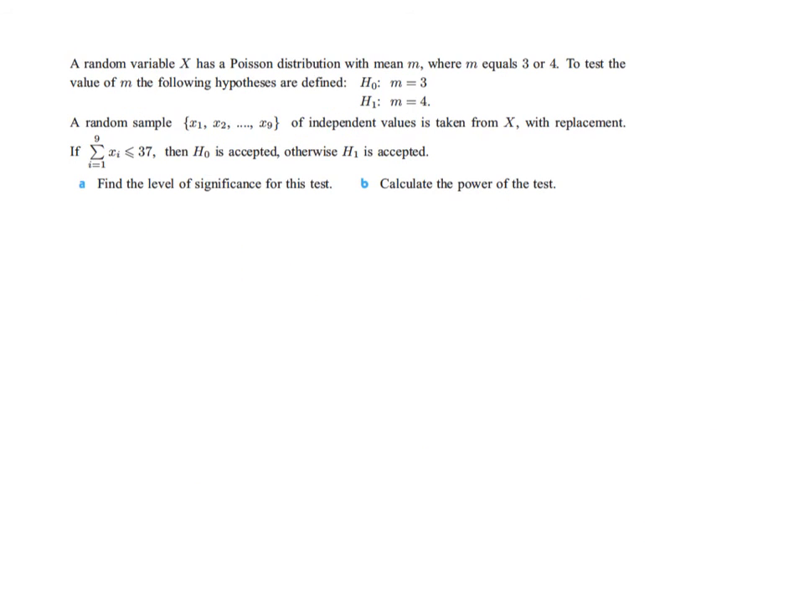We will look together at this question too. Please pause the movie and read the question. So we're looking at X following a Poisson distribution with a mean m and testing the null hypothesis m equals 3 against the alternative hypothesis m equals 4. So how do we form our test statistic? How do we test this test statistic?